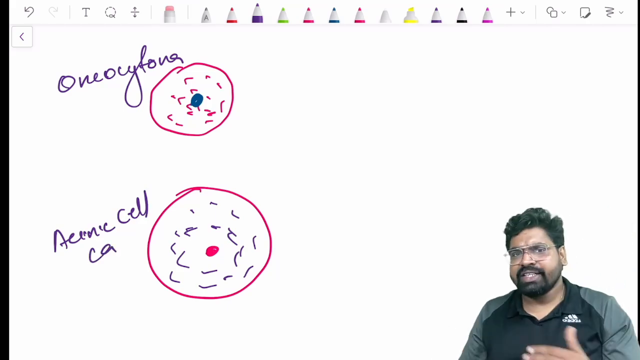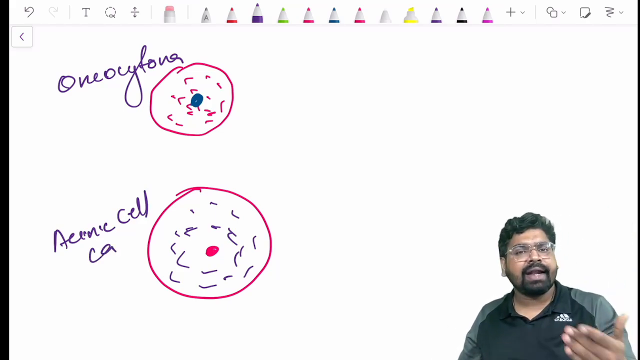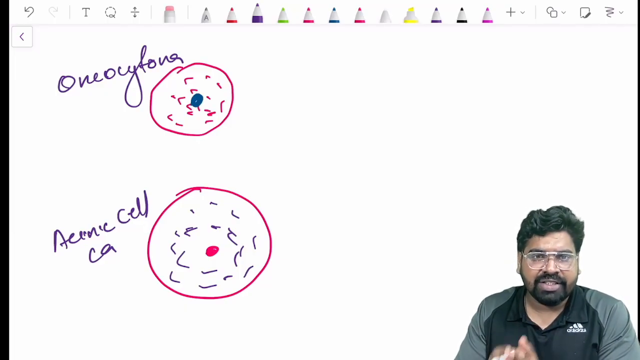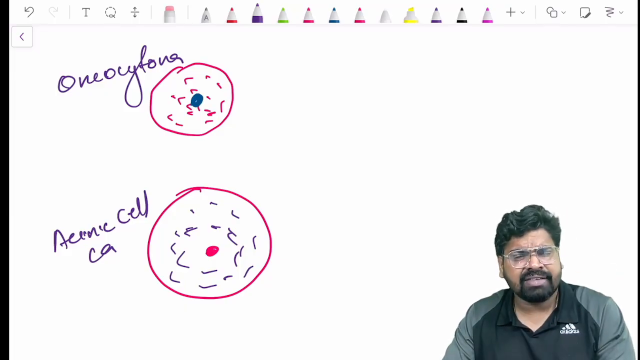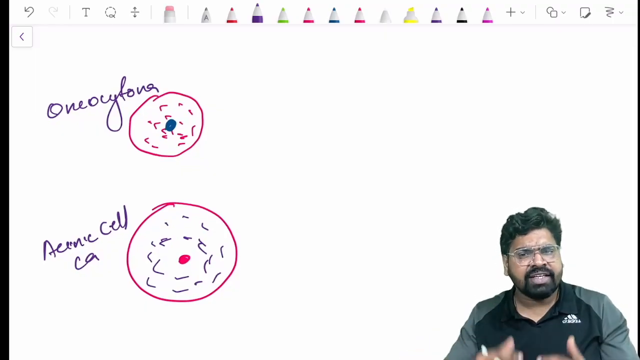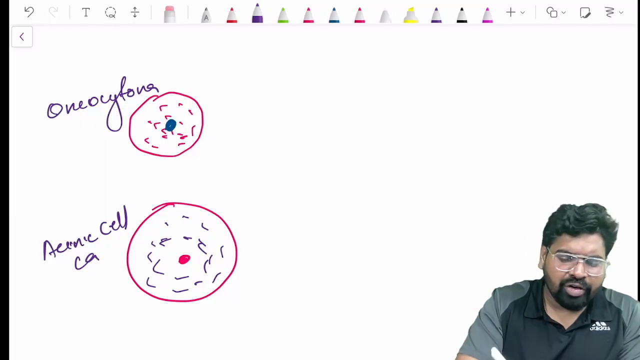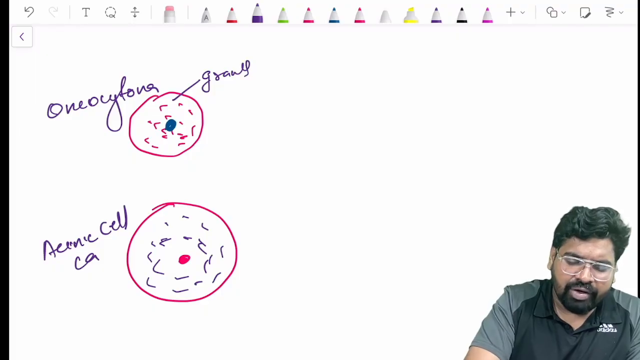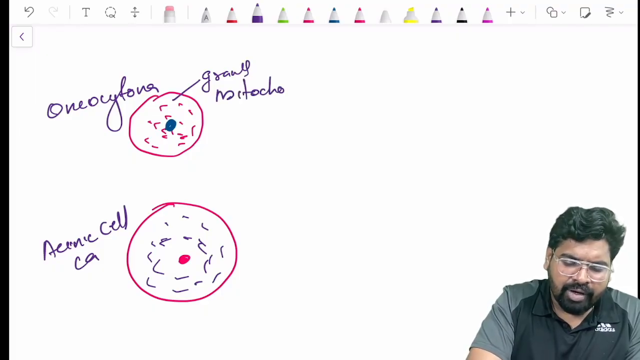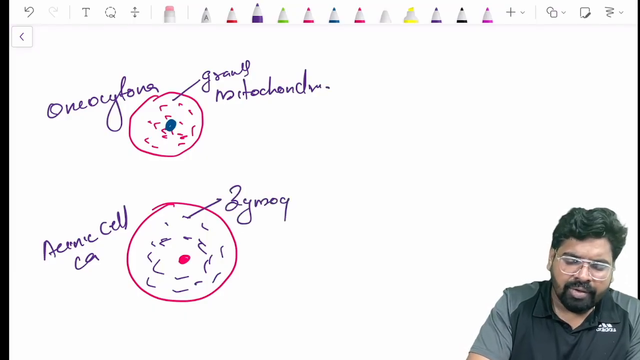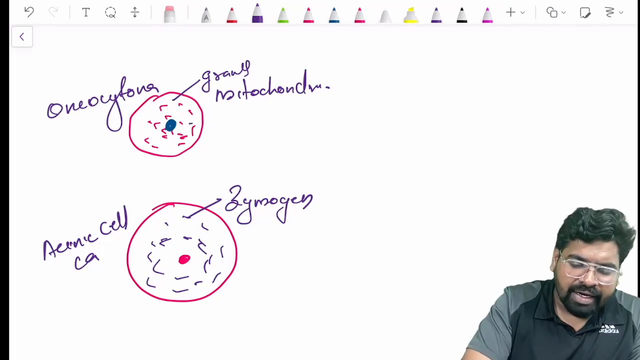How can you differentiate between oncocytoma and acinic cell carcinoma? This is a very favorite question for your NEET examination, and it is based on a simple concept. If you know the concept, even if they twist and turn the question, you can answer it. In oncocytoma, the granules are nothing but mitochondria. Here the granules are zymogen granules. So oncocytoma contains glycogen.